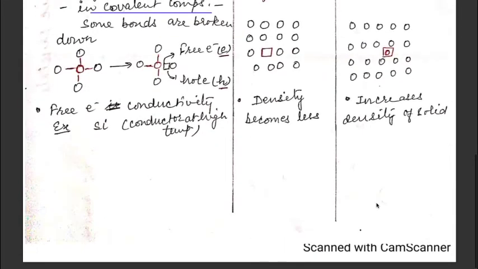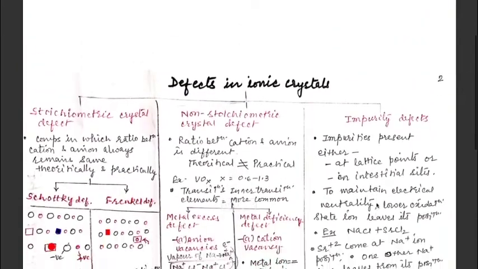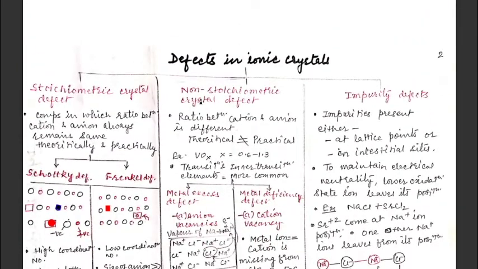Next, we'll discuss defects in ionic crystals. Defects in ionic crystals may be of three types: stoichiometric crystal defect, non-stoichiometric crystal defect, and impurity defects. First, we will discuss stoichiometric crystal defects. Stoichiometric crystal defects are found in stoichiometric compounds. These compounds, in which the number of positive and negative ions always remains the same, are called stoichiometric compounds.